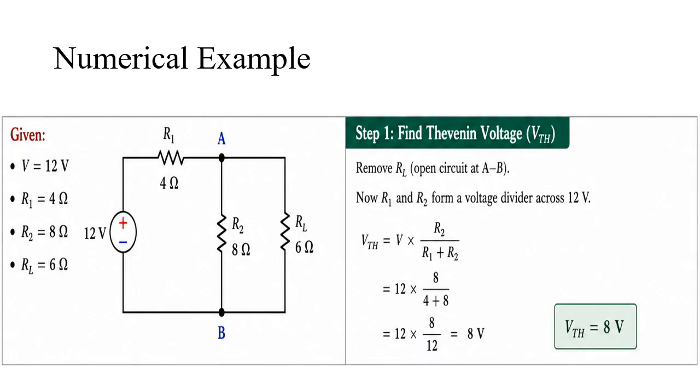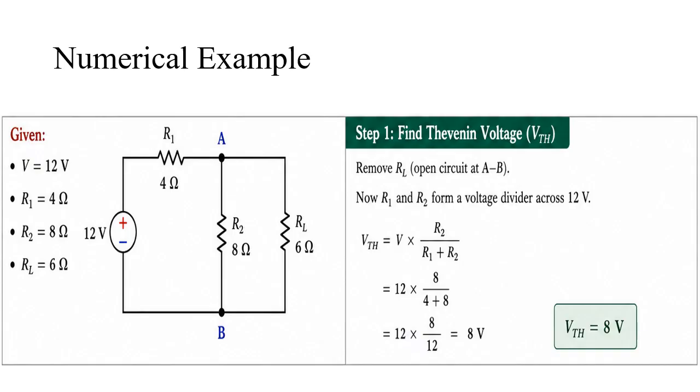Next, we are going to see one problem related to Thevenin's theorem. In this problem, there is a voltage source of 12 volts and two resistances are connected, that is, R1 and R2 across the terminals A and B. R1 is 4 ohm, R2 is 8 ohm, and the load resistance RL is 6 ohm. So the first step for finding the Thevenin's equivalent is to find out the Thevenin's voltage VTH.